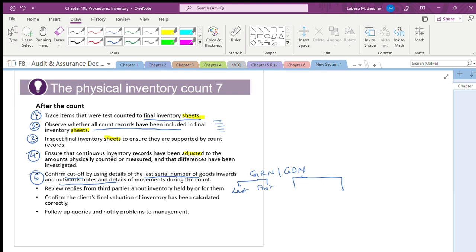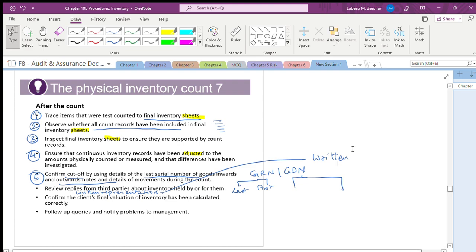Review replies from the third parties about it. Replies are nothing but return representations. I will write here, and I will write there also.